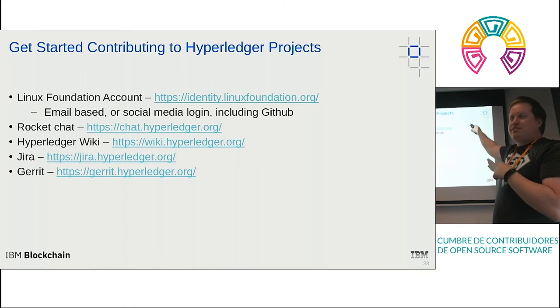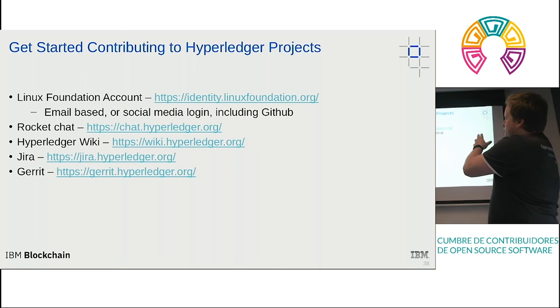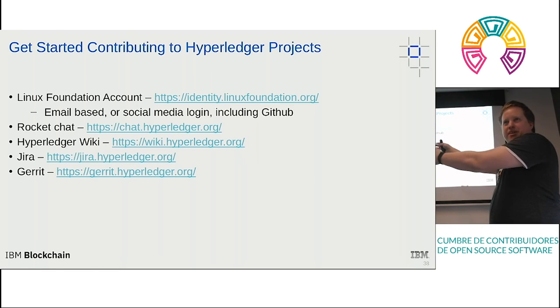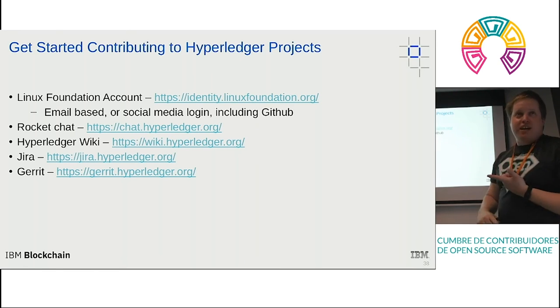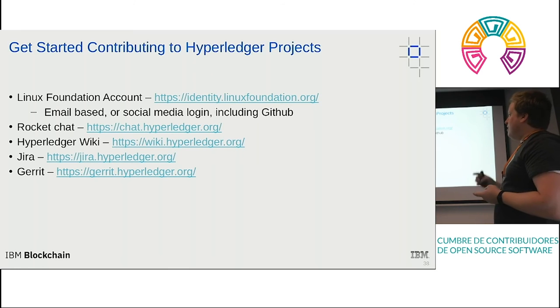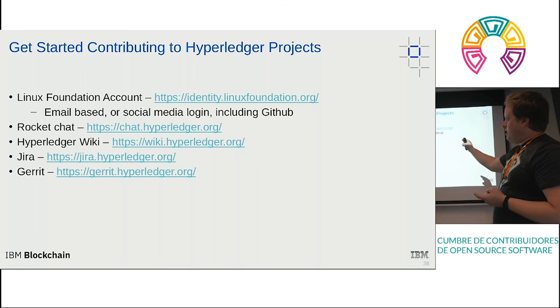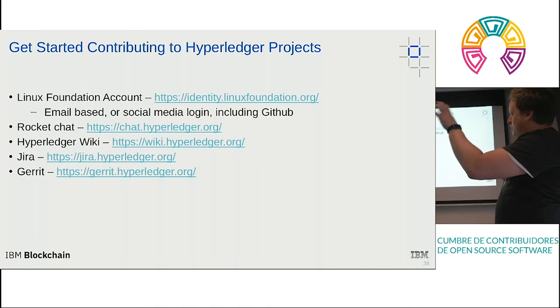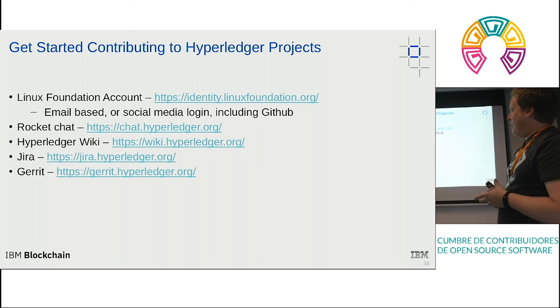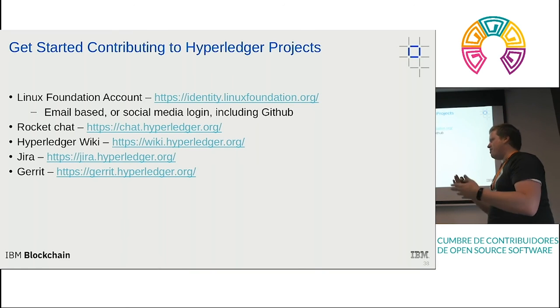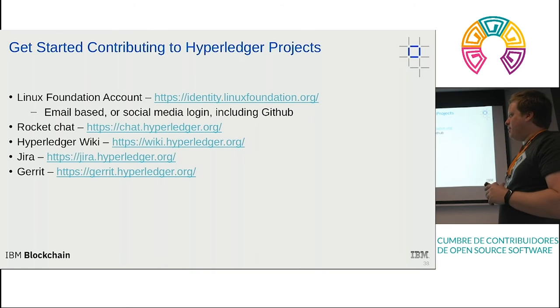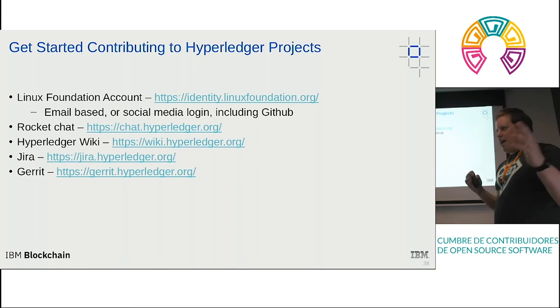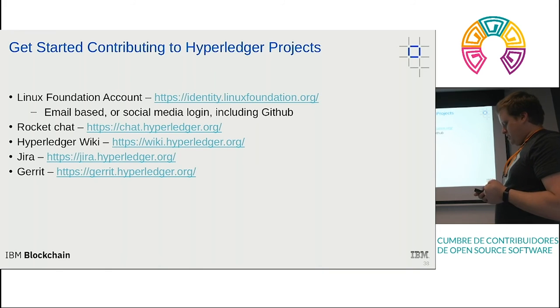You need a Linux Foundation account. Some people don't like using their social media information, so they still support direct emails, which is good. We use Rocket Chat for our live chat ops. There's a mailing list, there's a wiki. Jira is the issue tracker. I hope you're seeing a pattern: it's hyperledger.org, so go there for more information on everything. Some of the projects use Gerrit, and I think we're moving away from it soon. But primarily everything is Git-based. Everything is synced to GitHub, so there's a Hyperledger org on GitHub with all of the project information in it.